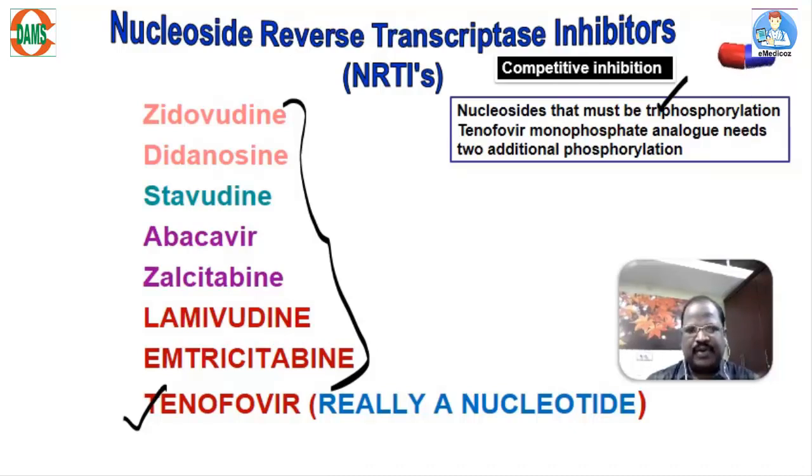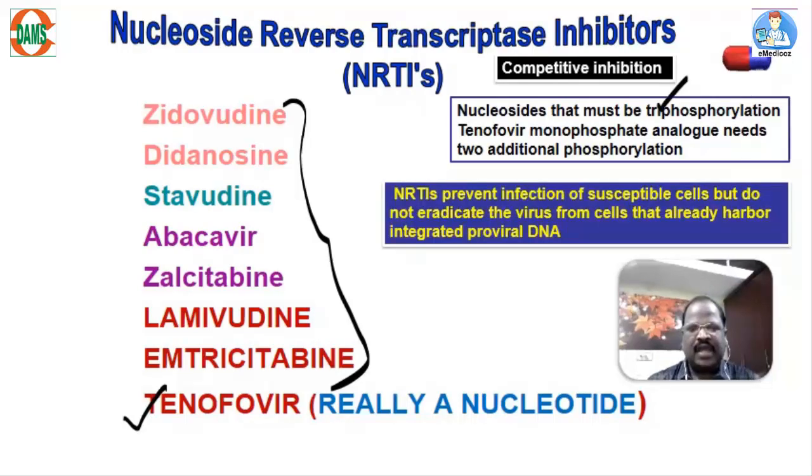And another important general information, all the NRTIs prevent infection of susceptible cells, but they do not eradicate the virus from the cell that is already harboring integrated proviral DNA. So the already infected cell is gone. It is going to inhibit, they're going to prevent further CD4 cell damage. That's the beauty of NRTIs.